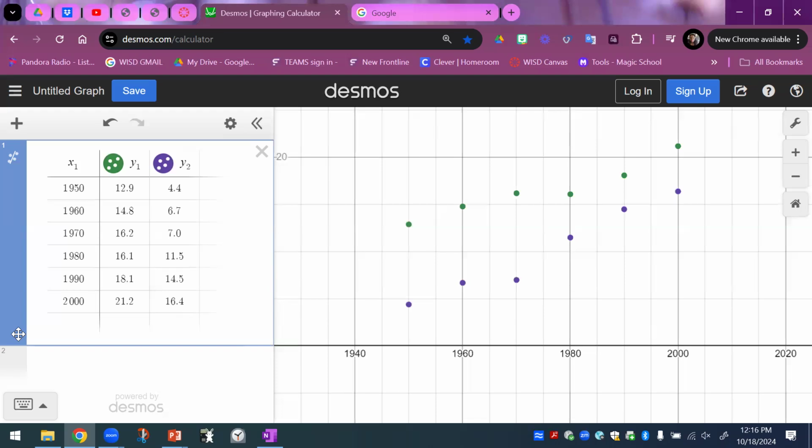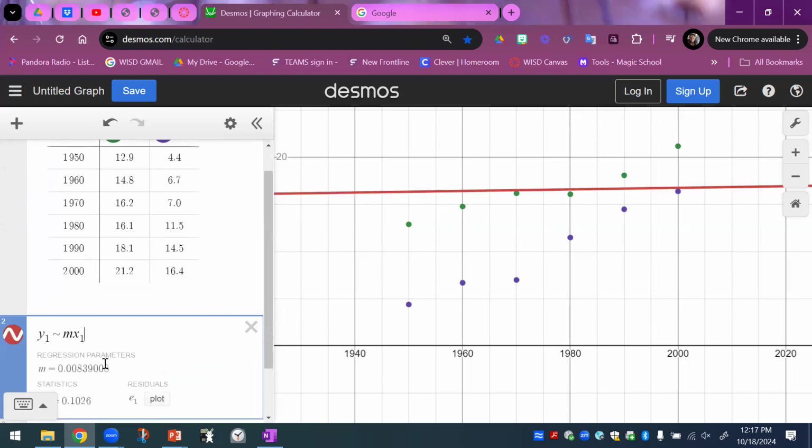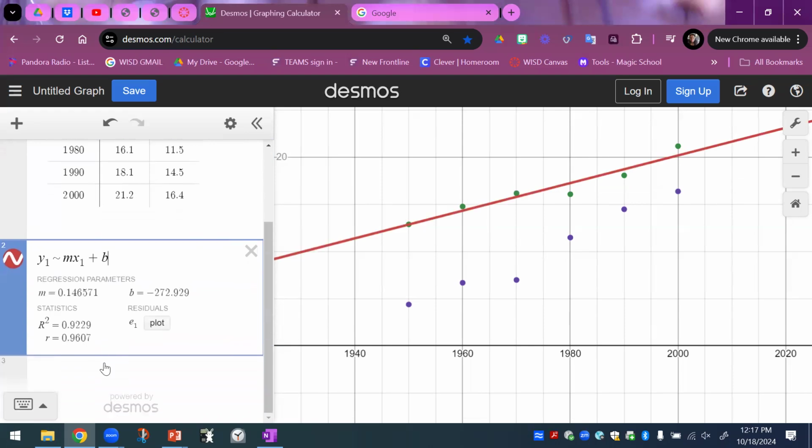Okay, now we're going to find our equation of our line for each one of our data sets. So the first one I'm going to put in is y1 tilde mx1 plus b, and that's going to be my first equation of a line. So from here, I know that my slope is 0.146 4A.571, and my y-intercept is at negative 272.929, correct? You see where it says slope and y-intercept on your blank?